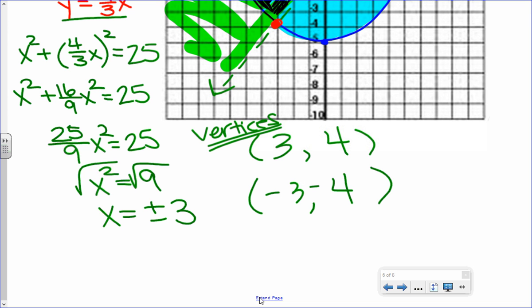If from the picture you thought that 3, 4 was a coordinate, plug it in. 3 squared plus 4 squared equals 25. Check. 3 times 4 minus 4 times 3 equals 0. Check.